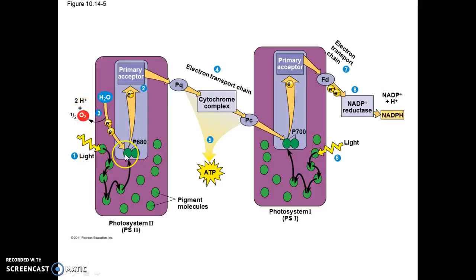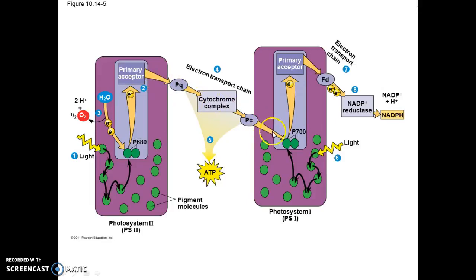Now what about these excited electrons? They got really excited and jumped up to a higher energy level, and from here they're going to bounce down a series of complexes embedded in the thylakoid membrane, and we call this the electron transport chain. We'll look at the mechanism in a minute of chemiosmosis, but ultimately the bouncing of those electrons down the ETC will result in the production of ATP.